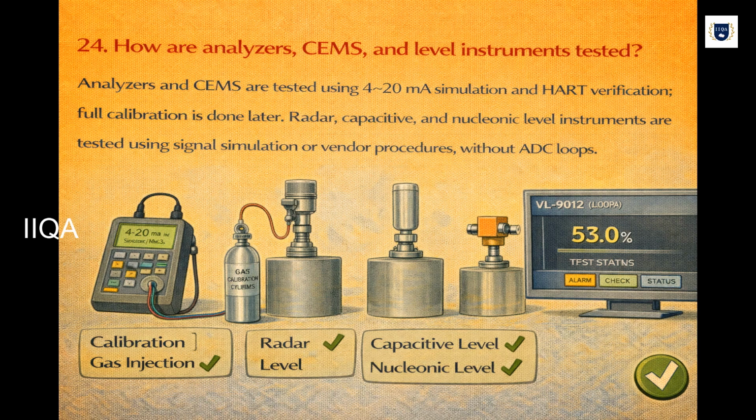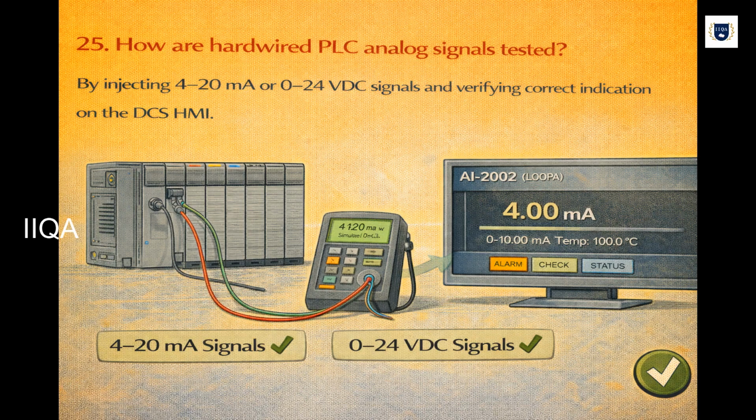How are analyzers, CEMS, and level instruments tested? Analyzers and CEMS are tested using 4 to 20 milliamps simulation and HART verification. Full calibration is done later. Radar, capacitive, and nucleonic level instruments are tested using signal simulation or vendor procedures without ADC loops. How are hardwired PLC analog signals tested? By injecting 4 to 20 milliamps or 0 to 24 volt DC signals and verifying correct indication on the DCS HMI.